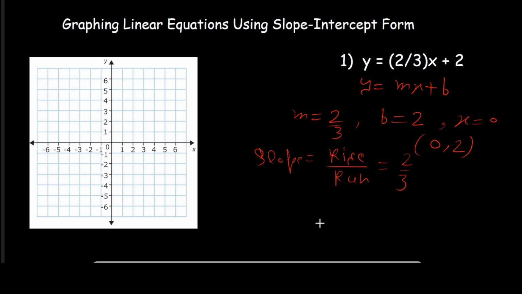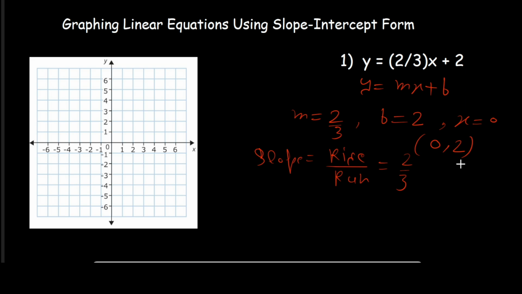Remember one point: if the rise is positive, we go upside, and if the rise is negative, we go to the downside. And if the run is positive, we go to the right side, and if the run is negative, we go to the left side.